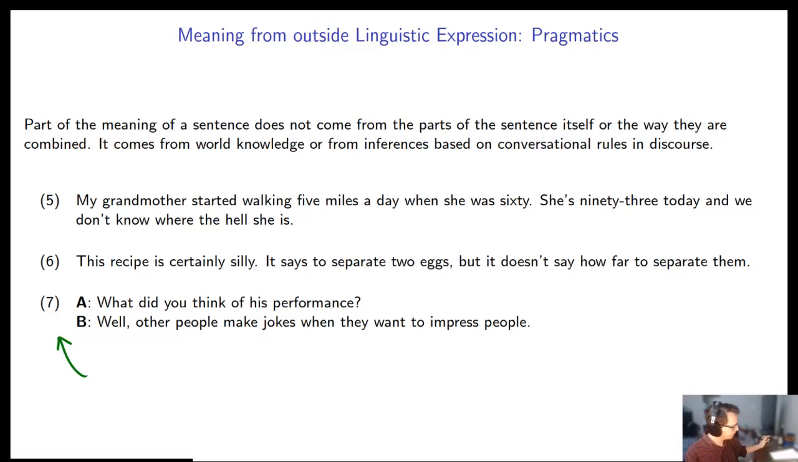And then here's an interesting case, 7, of not saying something directly in order to be a little bit nicer.